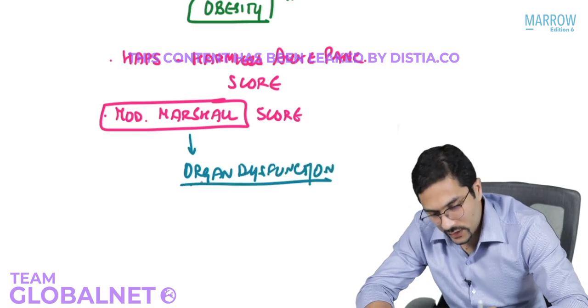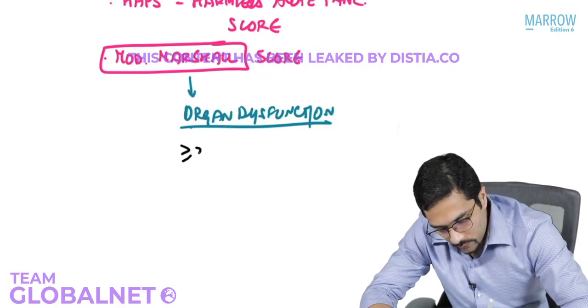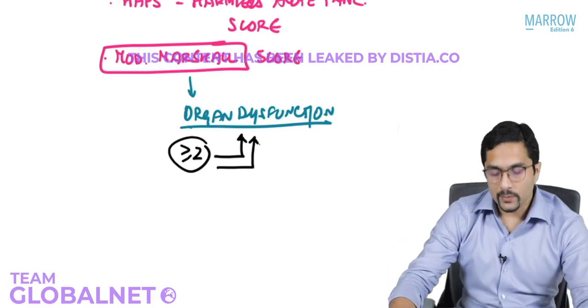This is the modified Marshall score. And it tells us about organ dysfunction, and you should know a score of 2 or more than 2 is suggestive of organ dysfunction. So you should know about this as well.